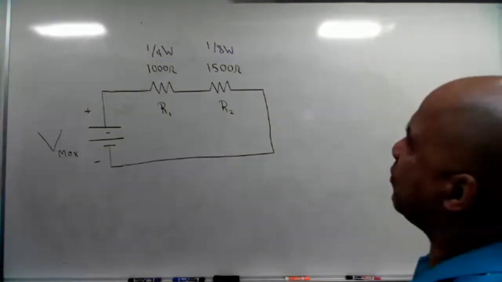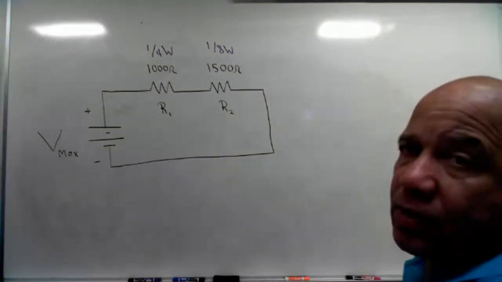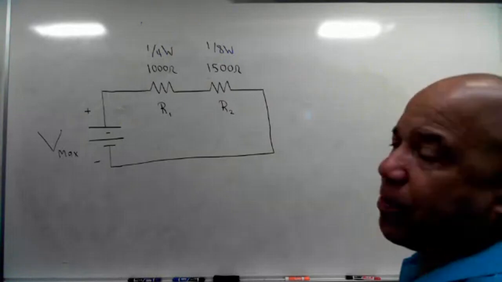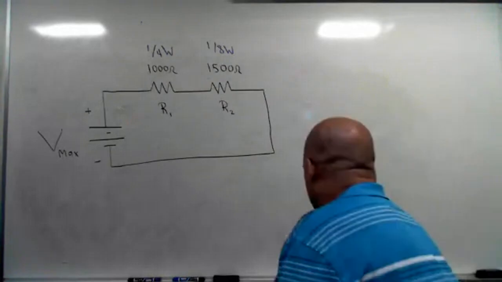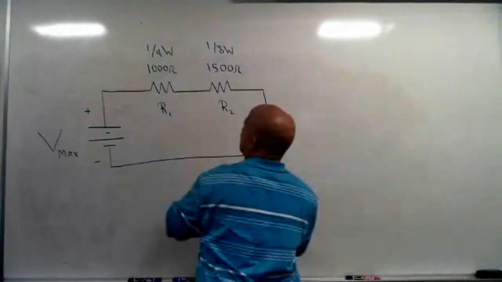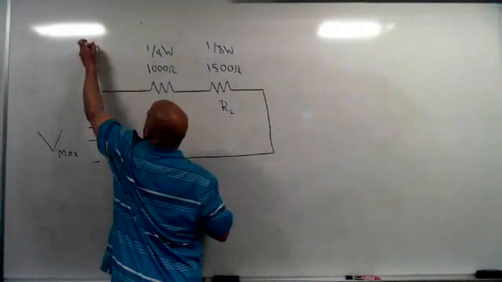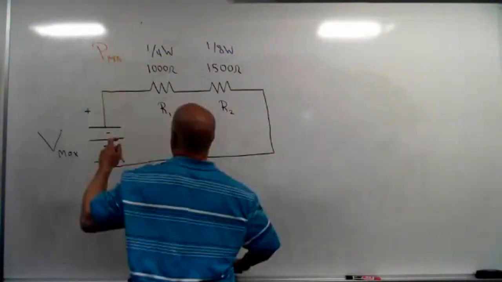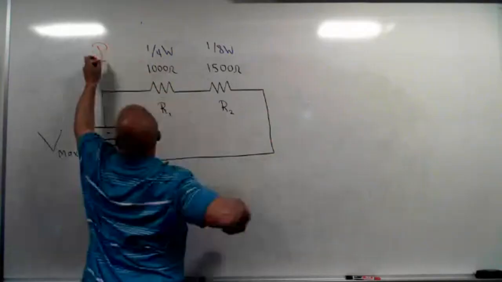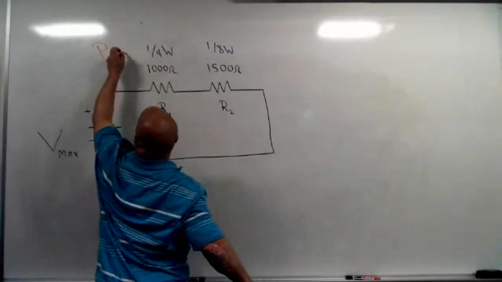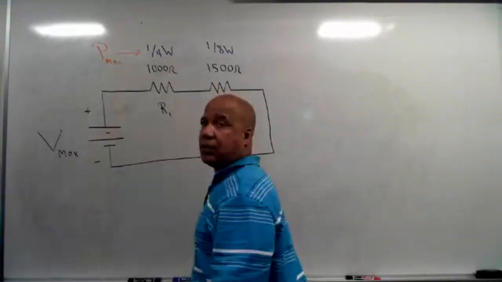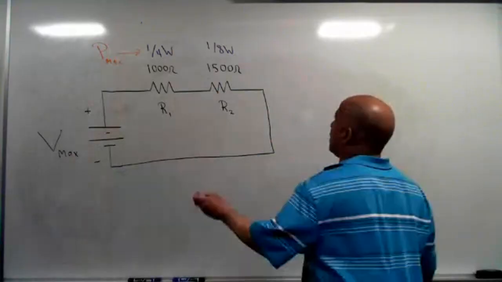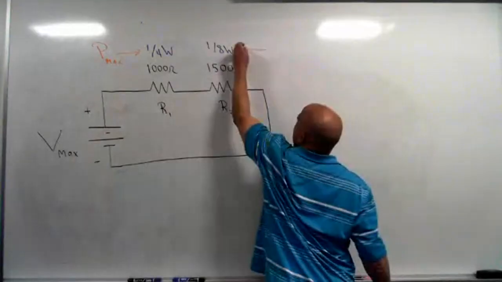Power dissipation? Yeah. Okay, so don't confuse that with the actual power dissipation of the resistor. Those are the power ratings. So for this resistor, this would be P max, the maximum power dissipation for this resistor. It can dissipate up to 1/4 watt. You go over that, you burn it up.